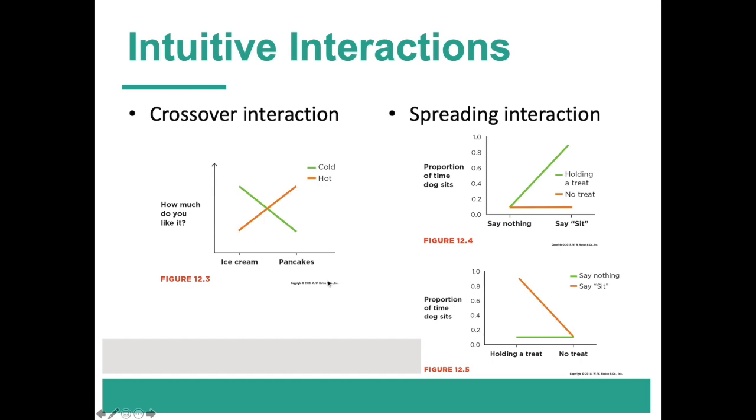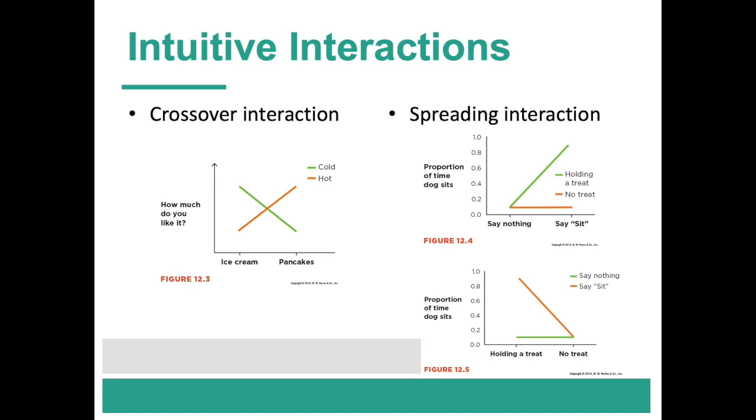So the enjoyment of ice cream depends on whether you're in the hot group or the cold group. Same thing happens with pancakes. The enjoyment of pancakes depends on whether you're in the cold or hot group. So in these cases, the effect of ice cream or pancakes actually depends on whether it's hot or cold.